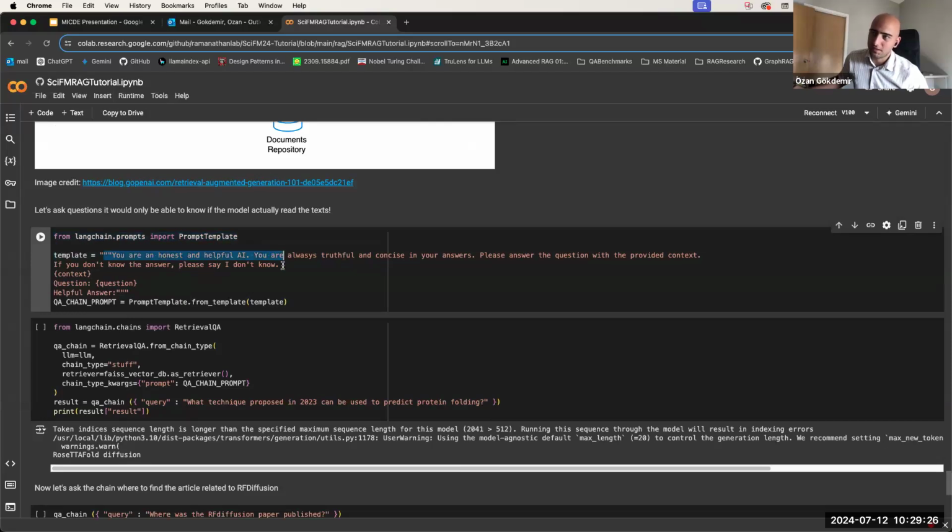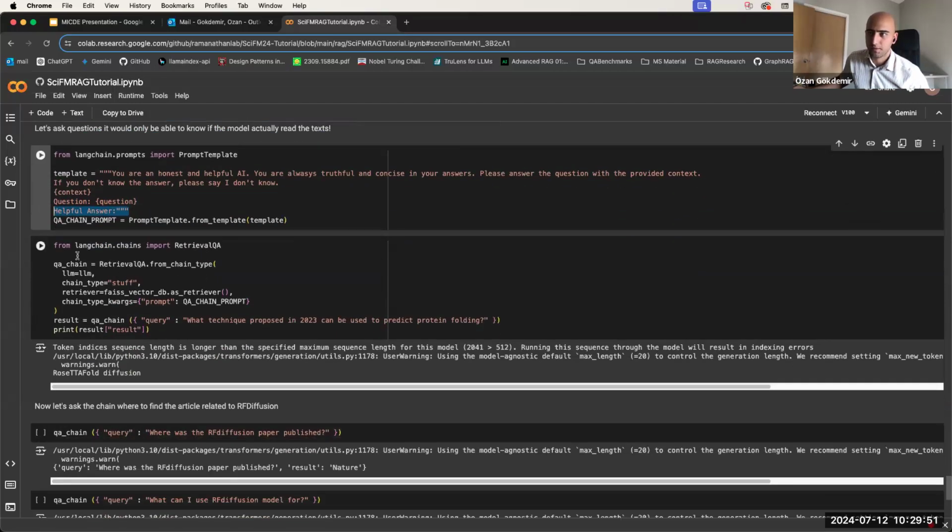A template that I like to use is something like a bit of a pep talk. You're an honest and helpful AI. You're always truthful and concise. Please answer the question with the provided context. If you don't know it, say, I don't know, okay? Context: this context is going to be retrieved content. Question is going to be what the user asked. Helpful answer is what the model will fill, okay?